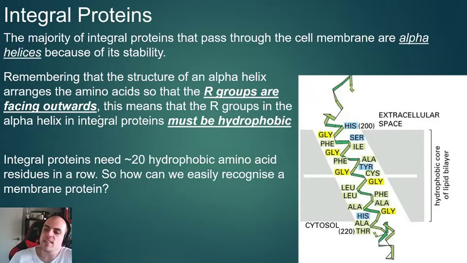So the R groups are facing outwards. This means that the R groups in the alpha helix in integral proteins must be hydrophobic. So that gives us something to look for. Integral proteins need around about 20 hydrophobic amino acid residues in a row. That's important because we can't have hydrophobic, hydrophobic, hydrophobic, hydrophilic, hydrophilic, hydrophobic, hydrophobic, because there's going to be a disruption there. It's going to be repelled away from those fatty acid tails and it's not going to be stable, so we won't be able to do it.